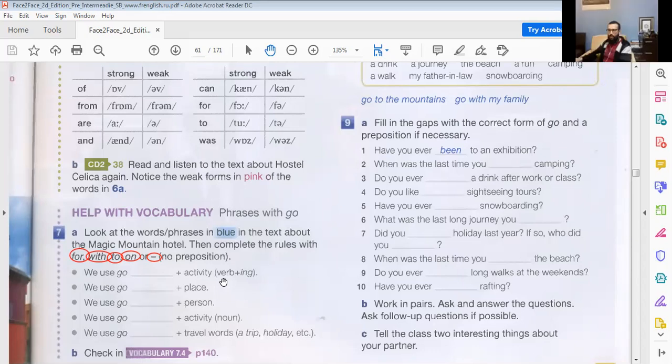What do you think, Rashid? When we talk about an activity. Go to. Okay. Can you think of an activity with the verb plus ing? For example, sailing, skiing, swimming. What do we use? Do we say go to skiing, go to swimming, or what? What do you think?